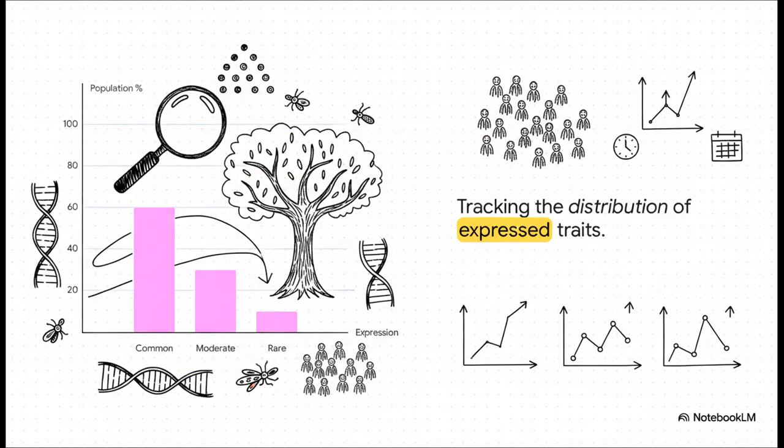And when we apply that kind of math across a whole group of organisms, we can actually map out the distribution of expressed traits. You'll see that some trait expressions are going to be extremely common, others will be moderate, and some will be quite rare. Tracking this shifting distribution over time is exactly how biologists monitor changes in entire populations.